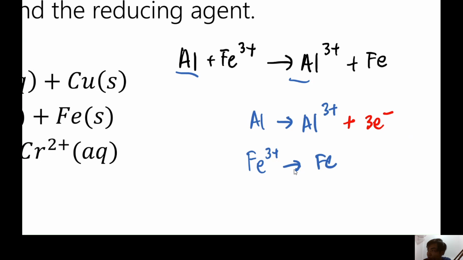Okay? So dito naman sa baba, I have Fe3+, dito Fe, no? So, ano yung charge dito sa right side? This is 0 kasi wala naman naka-indicate na charge, no? On the left side, I have 3+, no? So, 3+ yan.